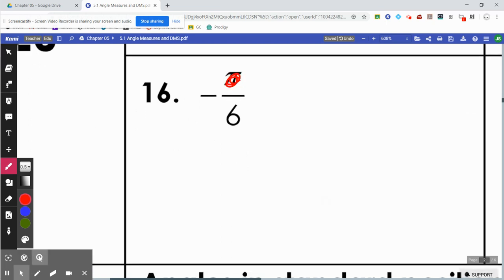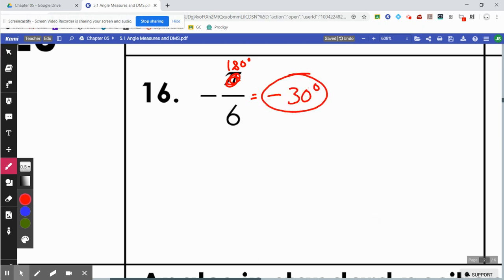See again how easy this is. Plug in 180, leave the negative. 180 divided by 6 is 30 degrees. So pi over 6 is a negative 30 degrees.